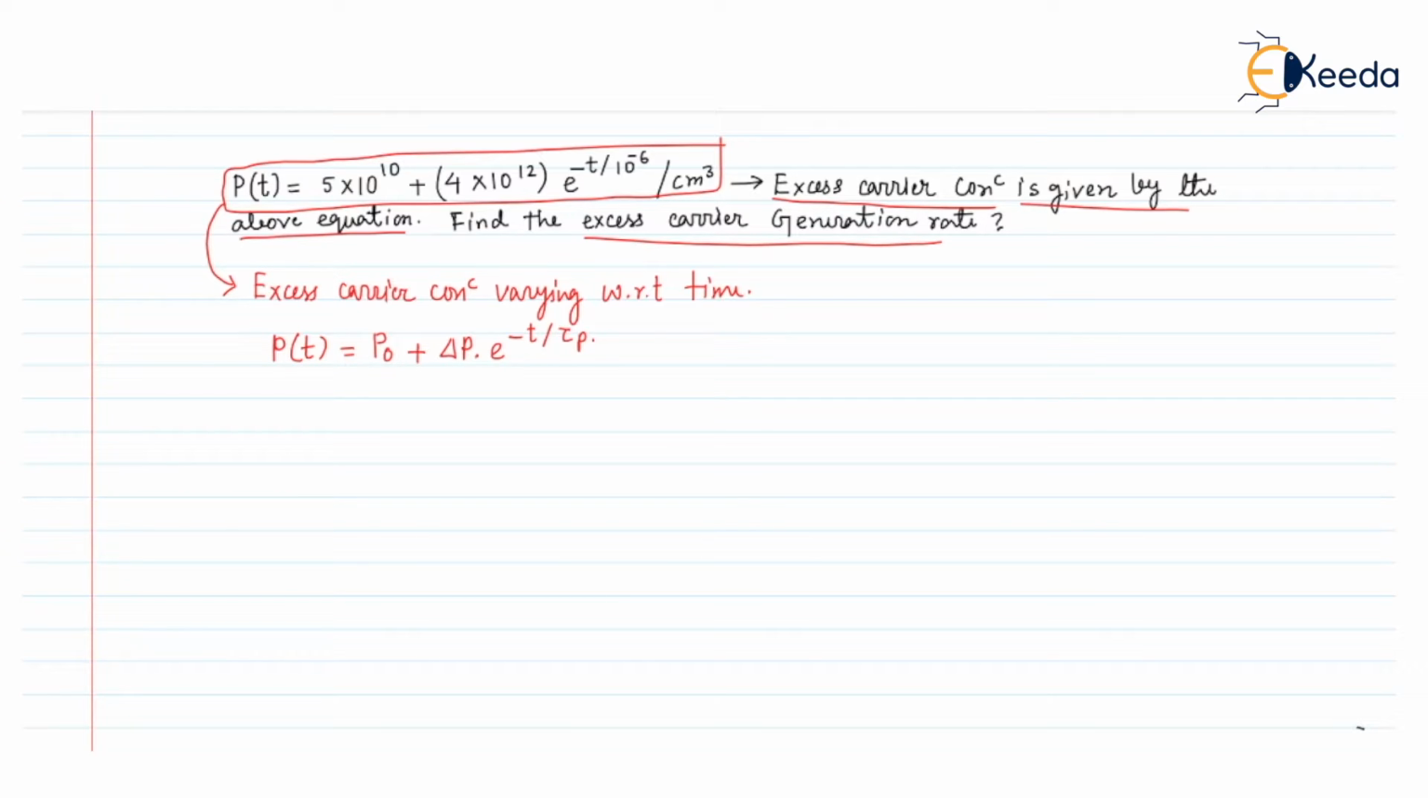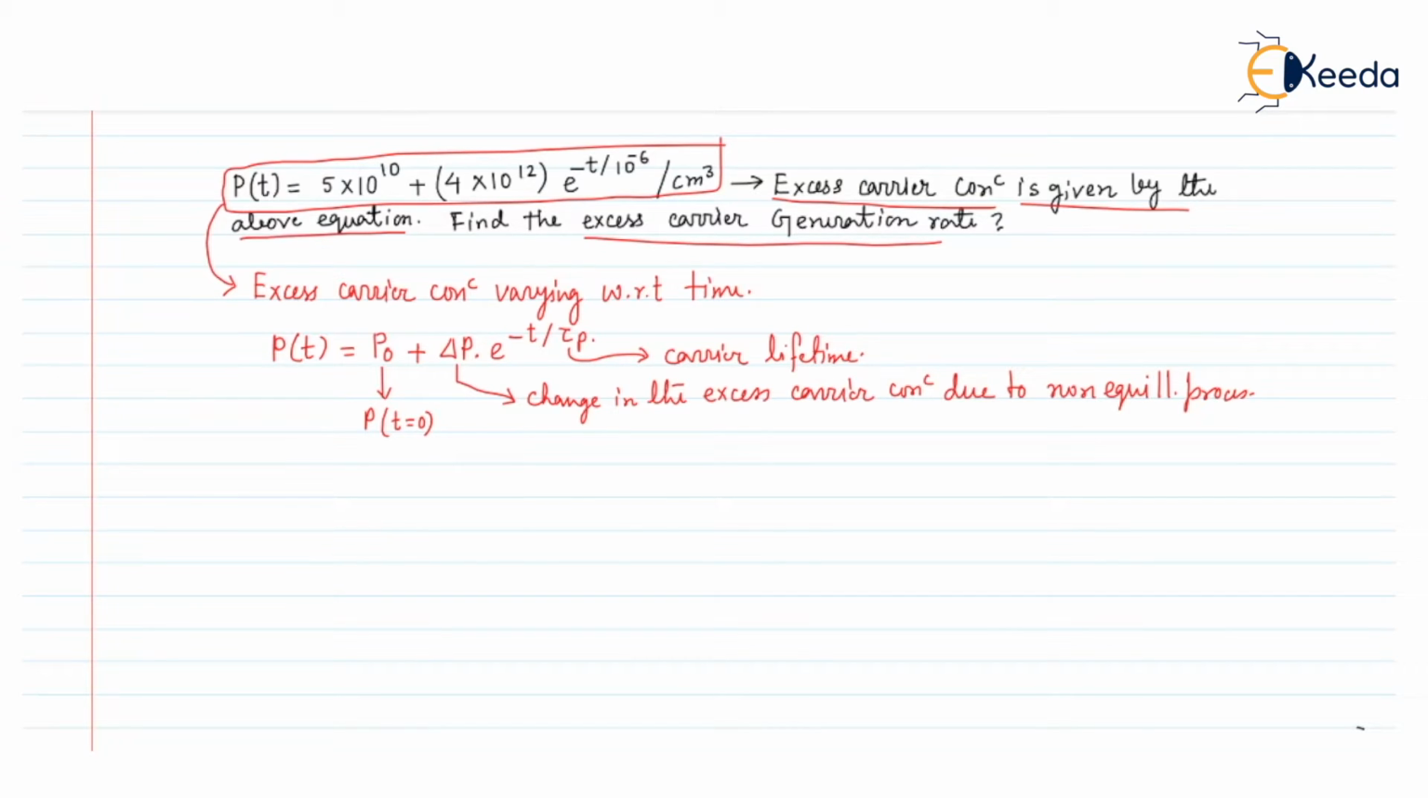where this P0 is the value of the excess carrier concentration at t equals 0, and del P is the change in the excess carrier concentration due to the non-equilibrium process, and this tau P is the carrier lifetime.